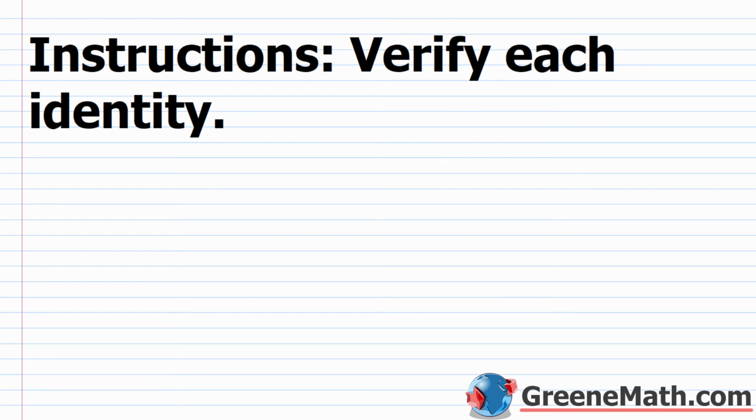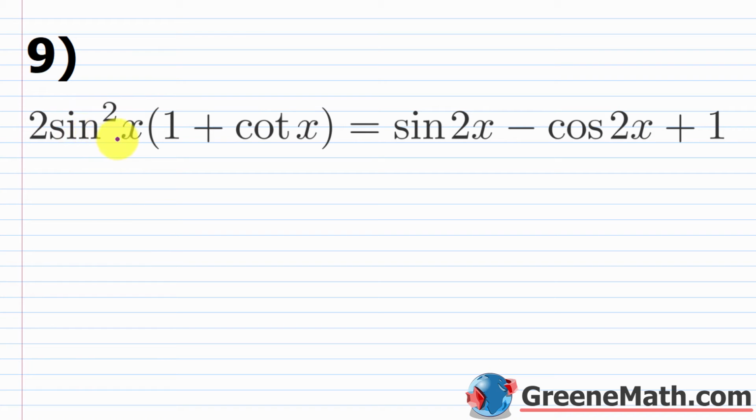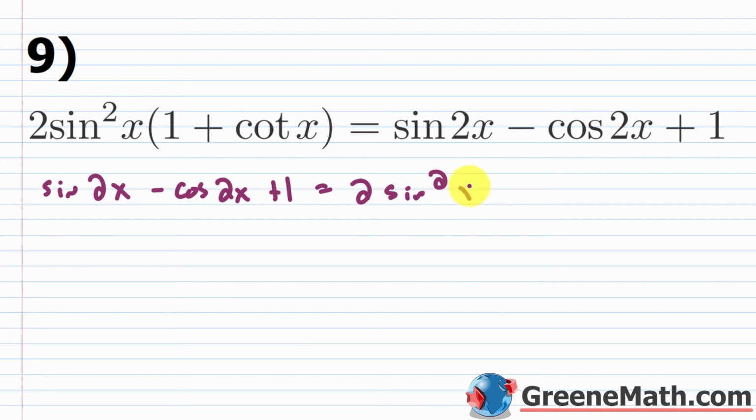All right, for the next few problems, the instructions tell us to verify each identity. And for problem 9, we have 2 times sine squared x times the quantity 1 plus cotangent of x is equal to sine of 2x minus cosine of 2x plus 1. I'm going to flip this for formatting. So I'm going to put that we have the sine of 2x minus the cosine of 2x plus 1 is equal to this 2 times my sine squared x times the quantity 1 plus the cotangent of x.